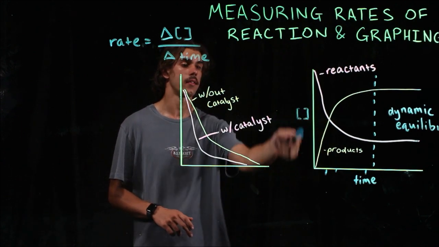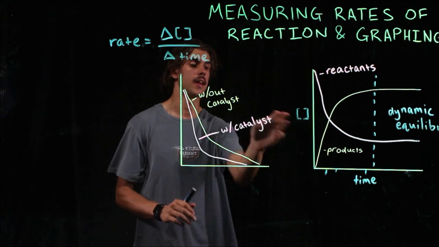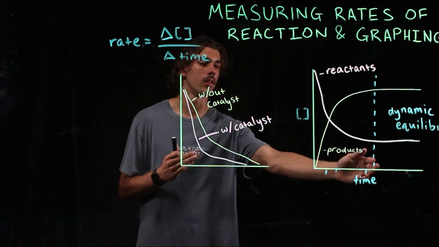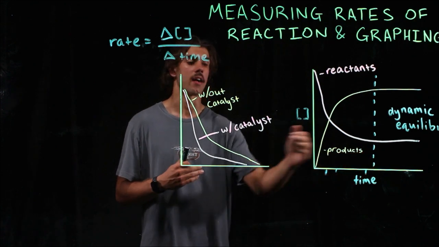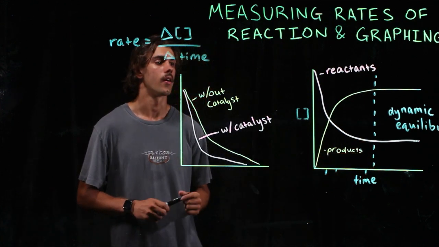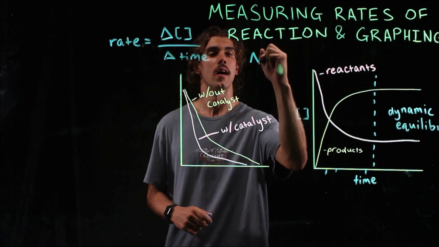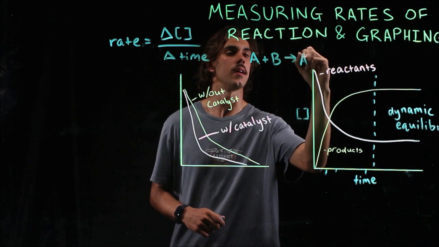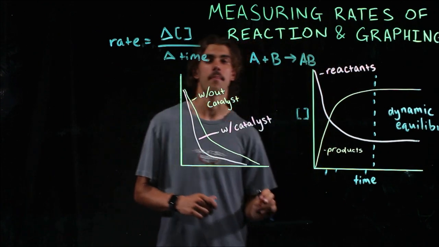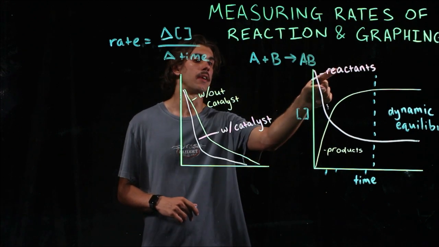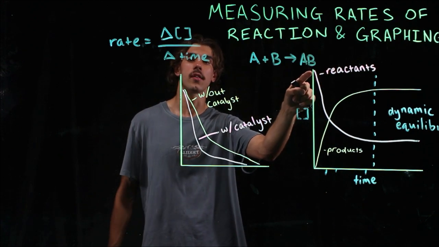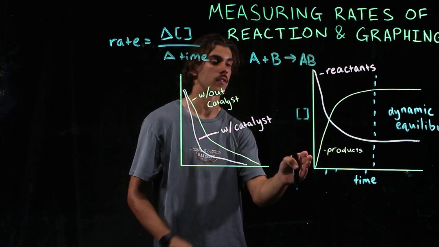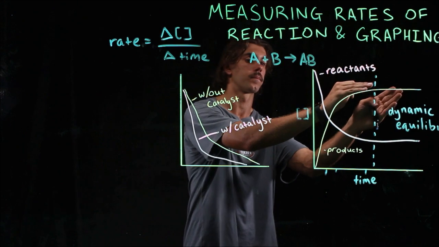So on the y-axis, we have the concentration, as we can see here. And on the x-axis, we have time. So as time goes on, the concentration changes. So if we were to have A plus B equals AB, we're actually getting a breakdown of A and B in the reactants. So the concentration of these reactants is dramatically dropping as the concentration of the products is dramatically rising.